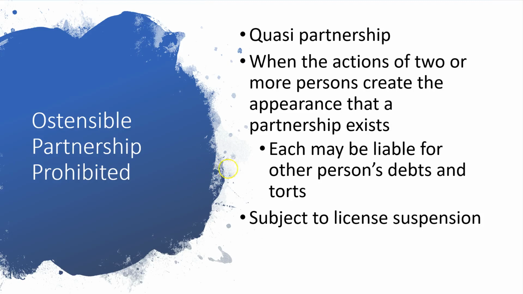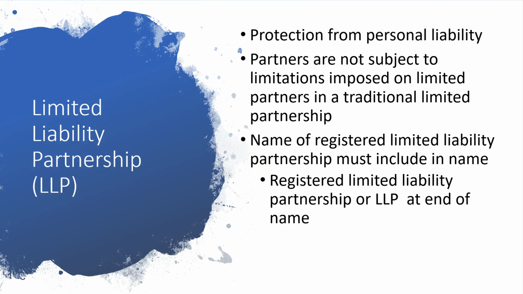and you may even have your license suspended. A limited liability partnership is very similar to a general partnership, but it does have to be registered with the state. For protection of personal liability, partners are not subject to the limitations imposed on limited partners in a traditional limited partnership. Don't worry too much about this. The name of the registered limited liability partnership must include the words registered limited liability partnership, or LLP, at the end of the name.